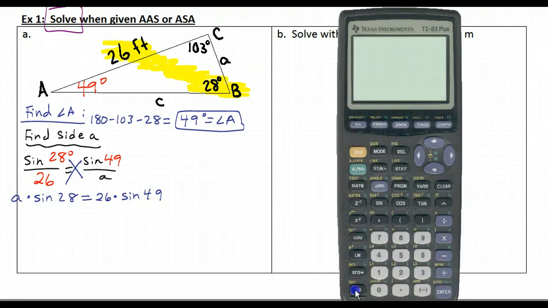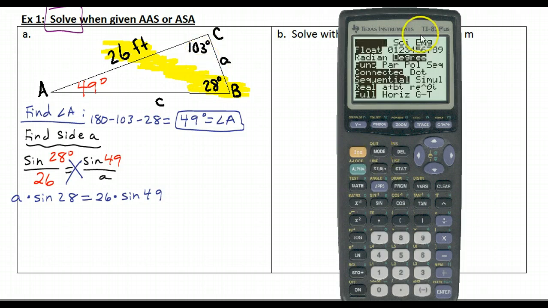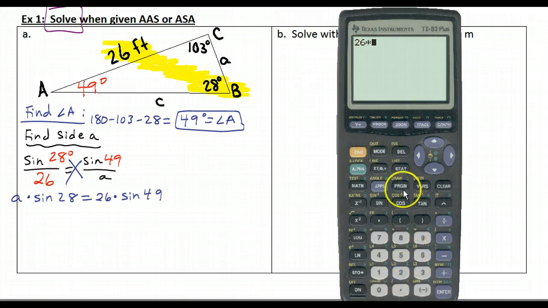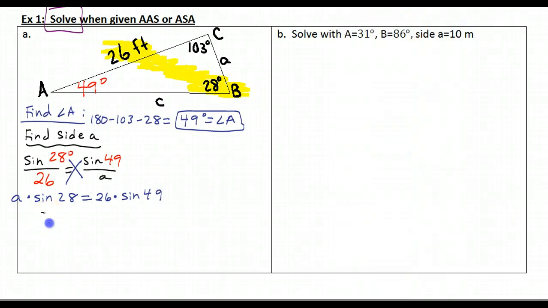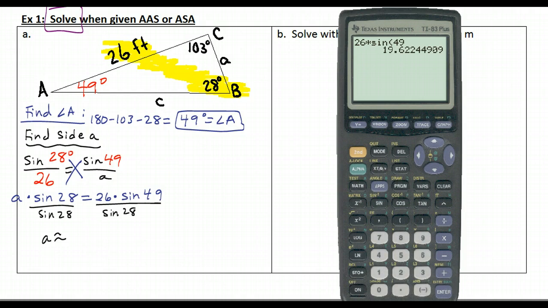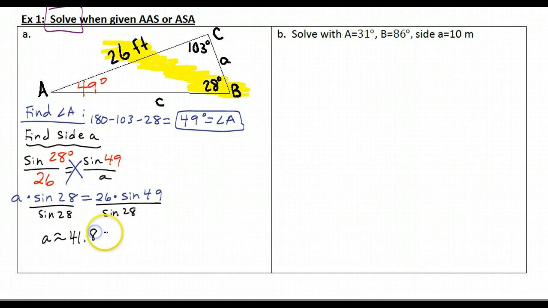So here's what I would do if I was typing this into my calculator. First, I am in degree mode with my angle, so I'm going to check my calculator and make sure I'm in degree mode. I am. Check. Good. Then I'm going to type in 26 times sine of 49, and I get 19.622. I'm going to divide that by sine of 28, and my answer is 41.8. And I am in feet, it looks like, so 41.8 feet.